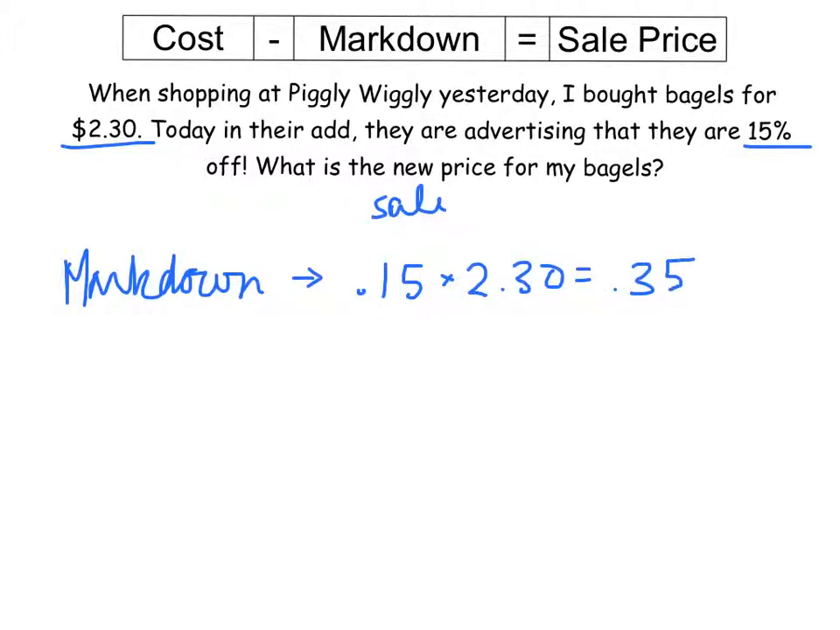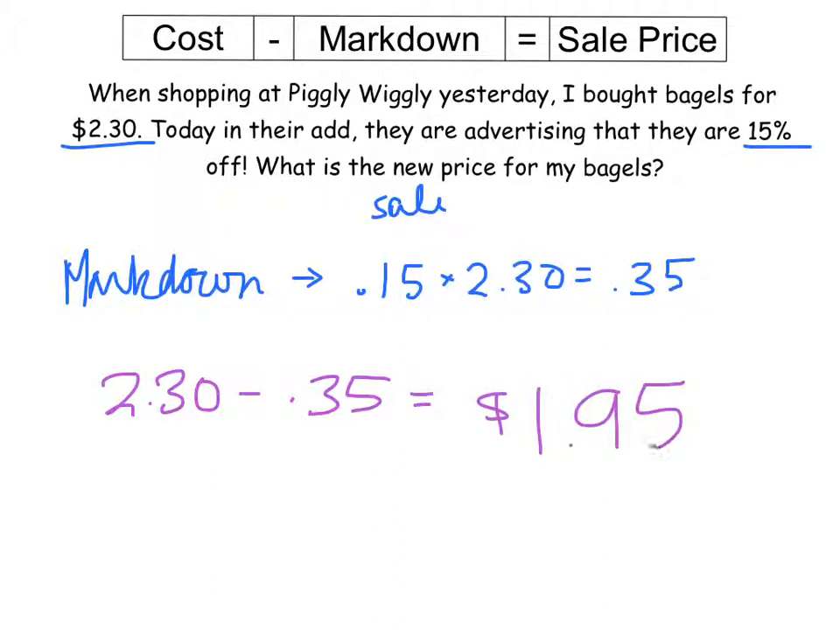And now we take the markdown and other information and we put it into the equation. So we start with the initial cost, or $2.30, minus our markdown of 35 cents, and that equals our sale price of $1.95. And that's all there is.